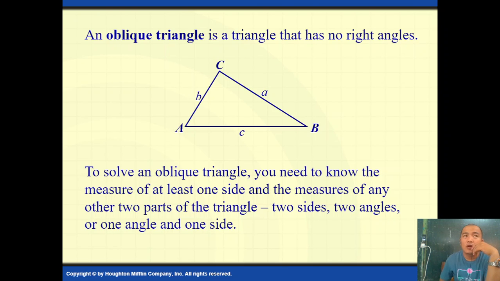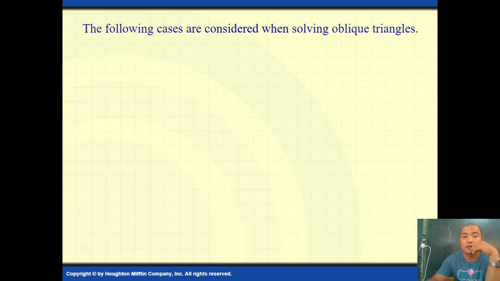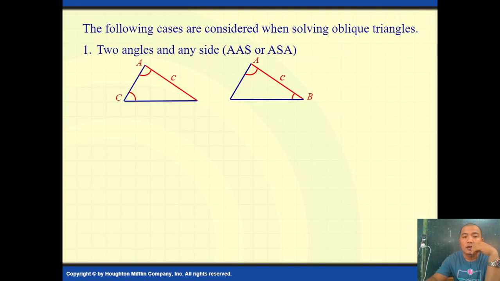So I repeat, an oblique triangle is a triangle that has no right angle, so it can be an obtuse triangle or acute triangle. The following cases are considered when solving oblique triangles. Case 1: AAS or ASA, two angles and any side. ASA means angle-side-angle, AAS means angle-angle-side. In AAS, two angles are given and one side. In ASA, two angles are given and the included side.